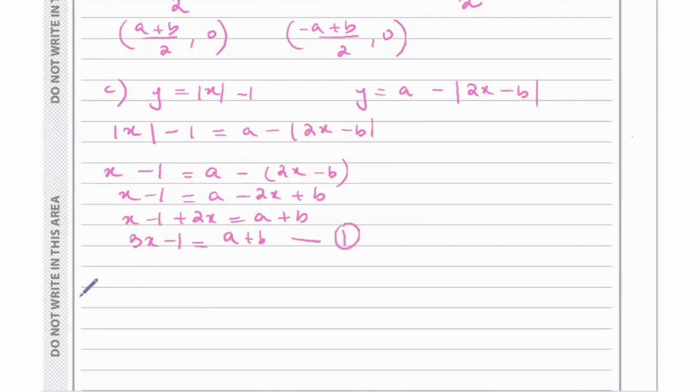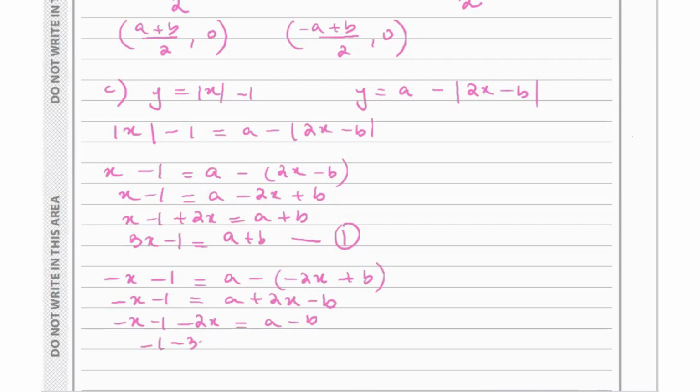Then the other one is going to be with negative values. So it's going to be negative x minus 1 equals a minus negative 2x plus b. So negative x minus 1 equals a plus 2x minus b. That is the second equation. So negative x minus 1 minus 2x equals a minus b, which is negative 1 minus 3x equals a minus b.